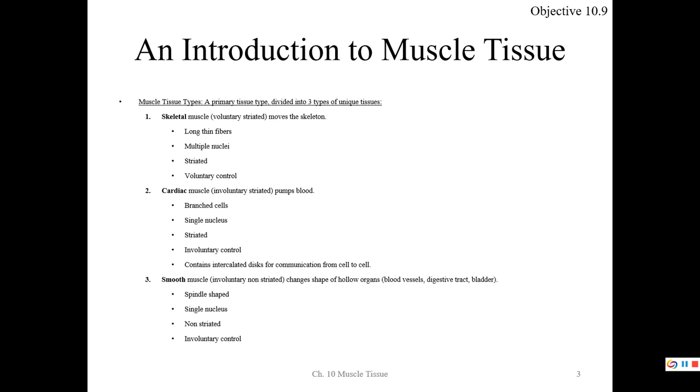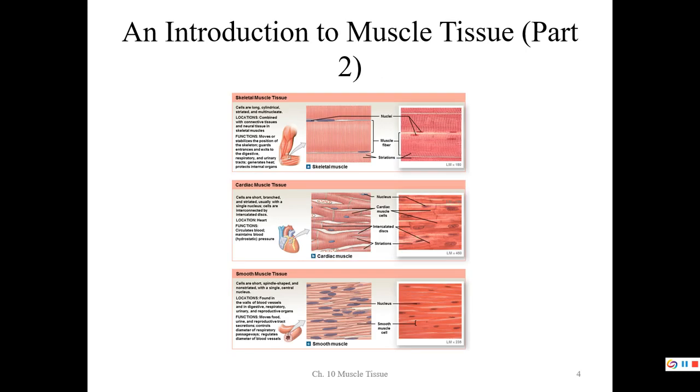Now, smooth is going to be slightly different. Again, we said it's in all these hollow organs. It's very spindle-shaped, single nuclei, non-striated, but it's also involuntary. So you will see that cardiac and smooth muscle are ones we can't control voluntarily. Now, here we can actually see them in those characteristics that we talked about in the previous slide.